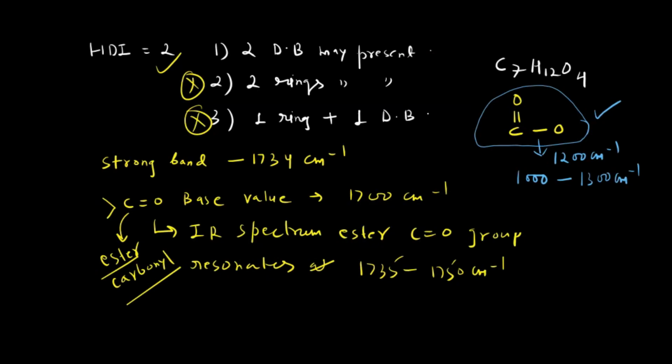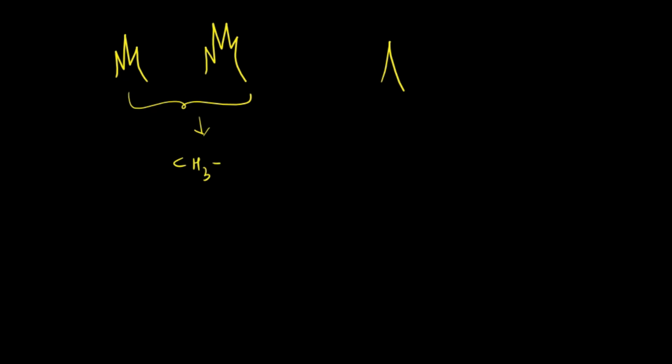Now suppose in the question you have been given the triplet, and you have been given this quadruplet along with the singlet. Only these three things are there. If you focus on this quadruplet and triplet, this is basically the typical splitting of the ethyl group.